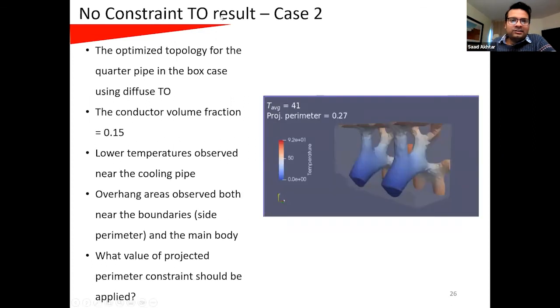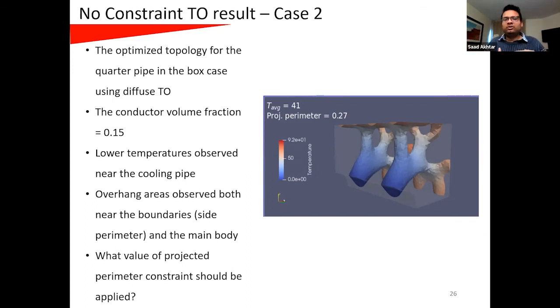So that's, again, the no constraint topology optimization for case 2, which is the quarter pipe in the box. It's just a different physical problem, but the methodology is exactly the same.